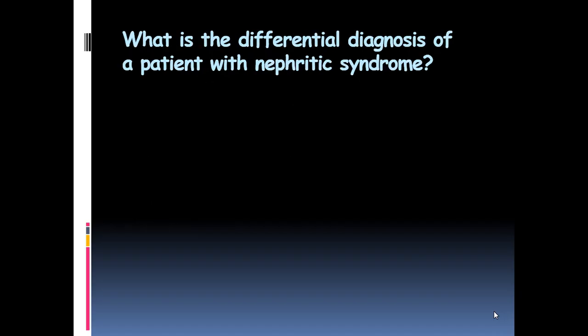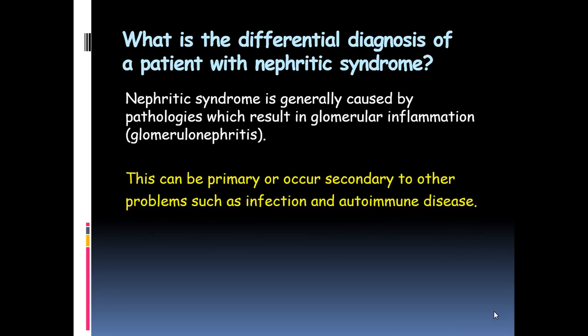So the differential diagnosis of a patient who comes with this nephritic syndrome, which is generally classified by pathologies in the glomerular inflammation, can be primary or secondary due to other infective or autoimmune diseases. We are familiar with the commonest infective etiology of poststreptococcal and autoimmune disease like lupus. I'll be discussing with you one by one.